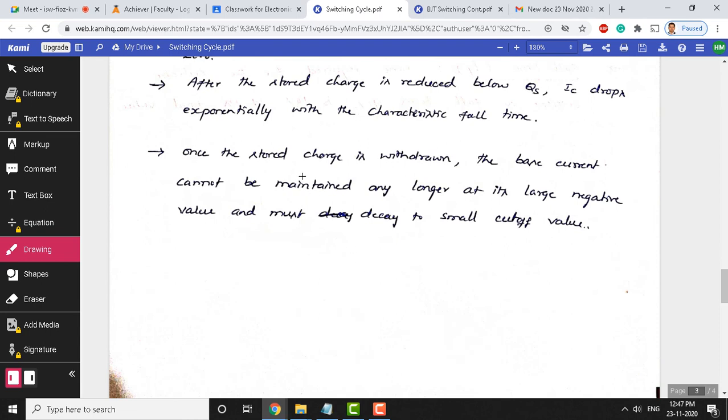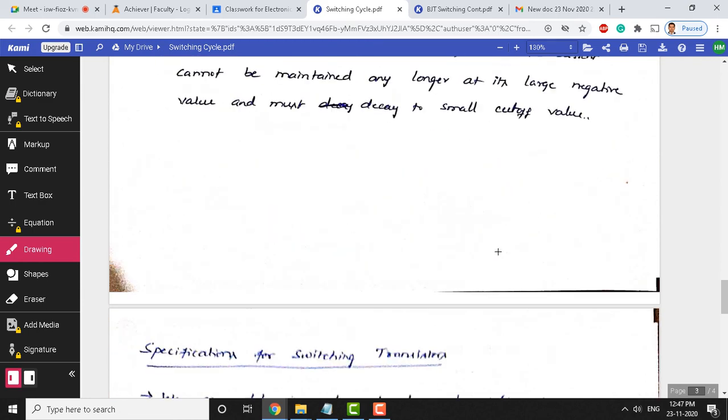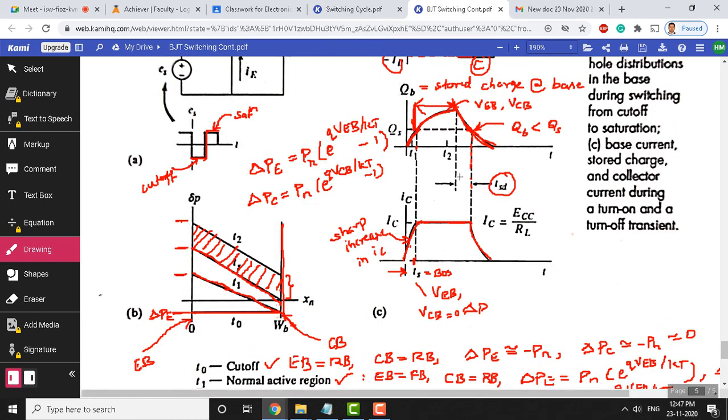Once stored charge is withdrawn, the base current cannot be maintained any longer at its large negative value and must decay to a small cutoff value. Okay, this is what we have seen from this timing graph here.